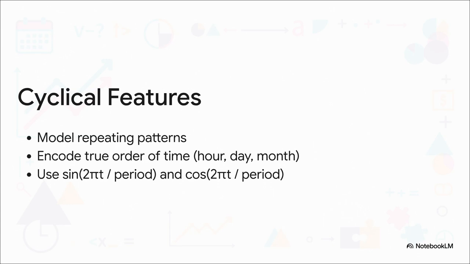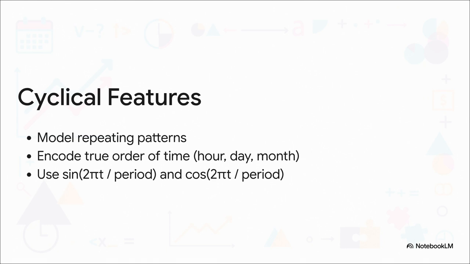Now, this is really cool. Let's look at the mathematics of cyclical time for techniques 4 and 10. Think about the hours in a day. Hour 23 is right next to hour 0, right? But to a linear, flat model, the numbers 23 and 0 look extremely far apart.